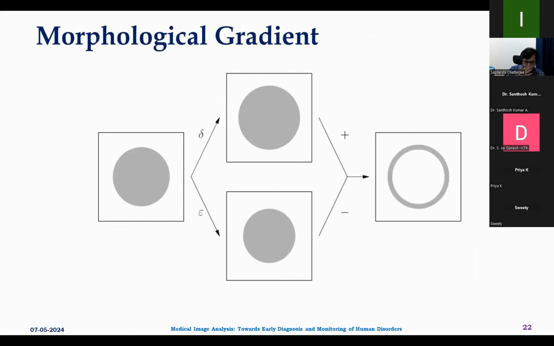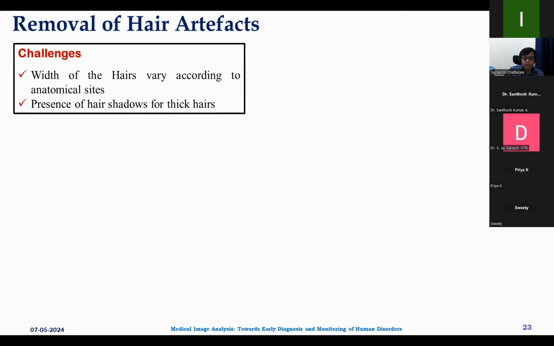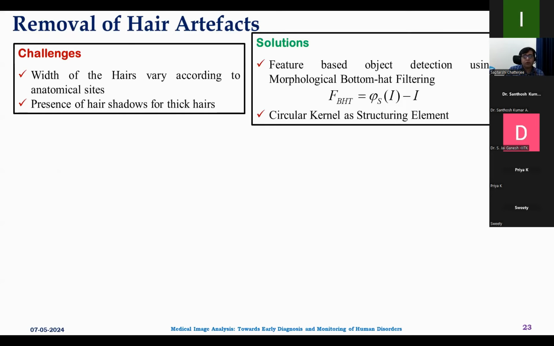That is, depending on the properties of those operations, we can design different filters to extract different information from that structure or the image, right? So in the case of skin lesion identification, the first problem was the removal of hair artifacts, because in human skin there may be the presence of some hairs, and those hairs may have different widths, right? So for that, a morphological filter called the morphological bottom hat filter has been used, right?